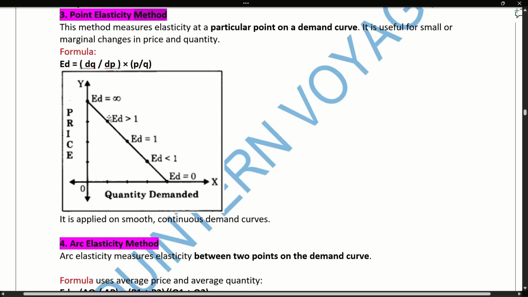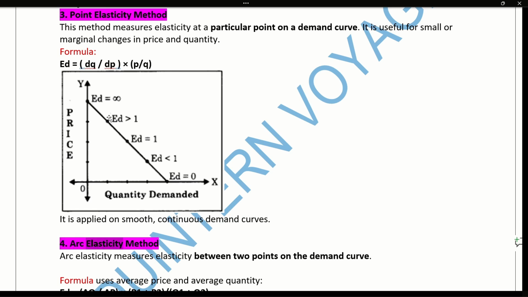3. Point elasticity method. This method measures elasticity at a particular point on a demand curve. It is useful for small or marginal changes in price and quantity. Formula: ED = dQ/dP times P/Q. It is applied on smooth, continuous demand curves.